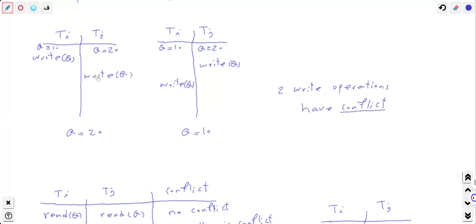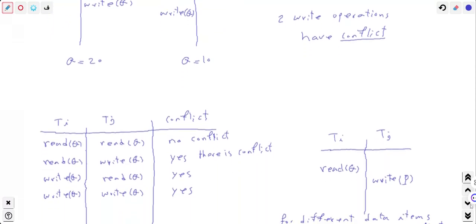We do not have this permission. We should maintain the order. We should not change the order of the operation that have conflict. But we can change the order of operations that do not have conflict.